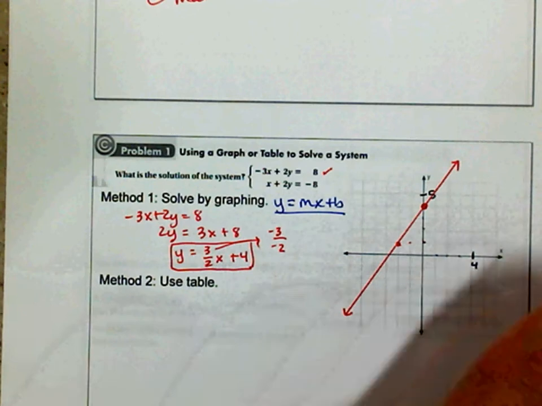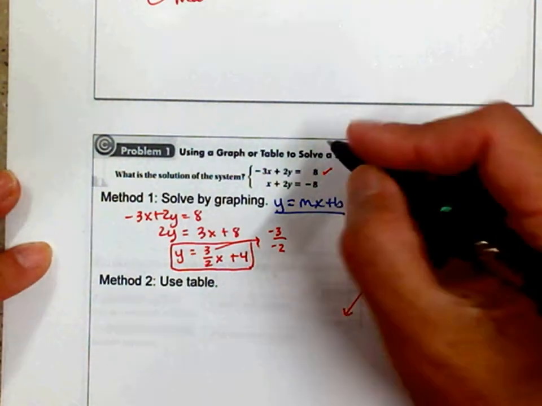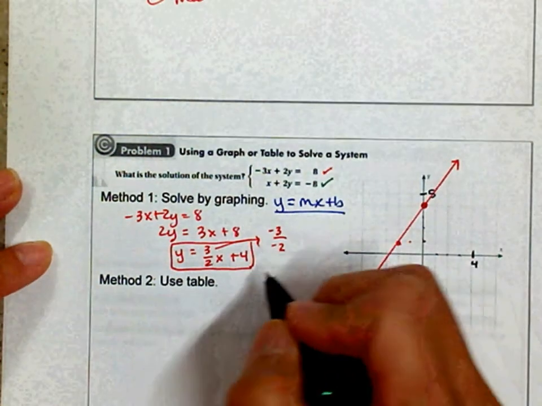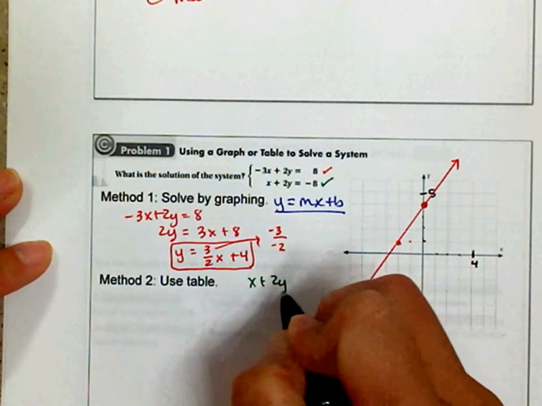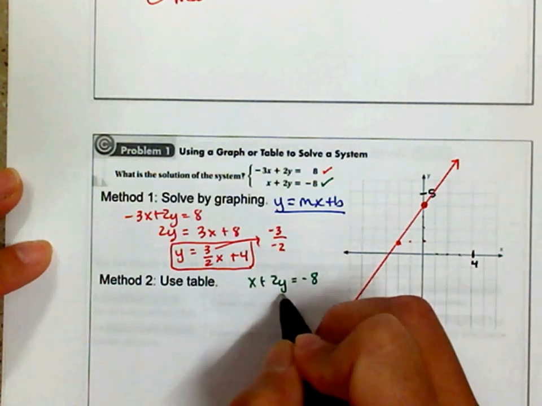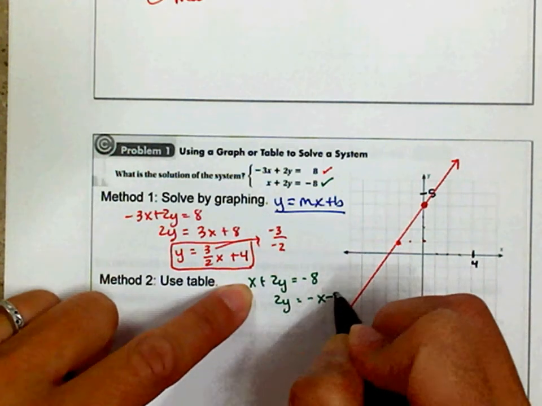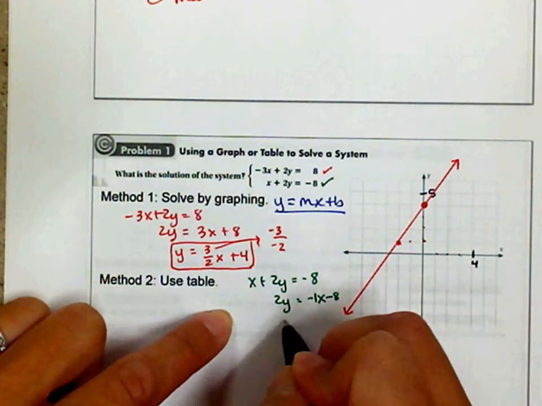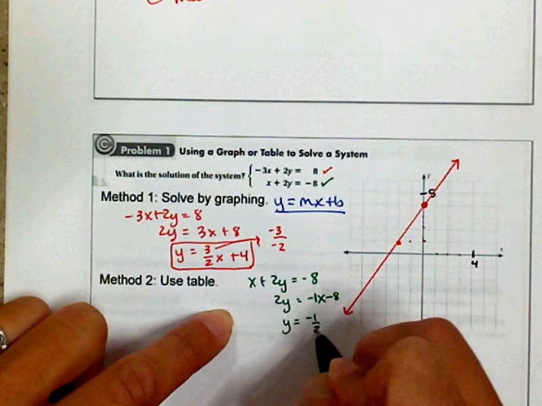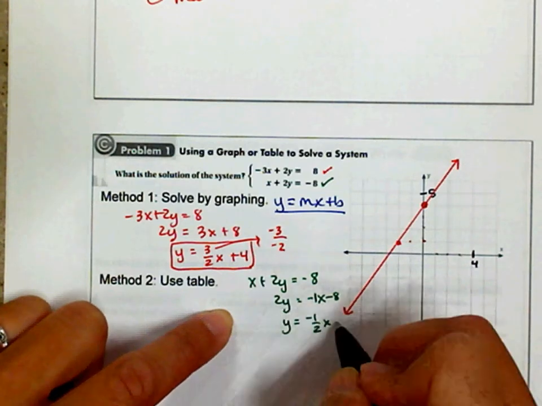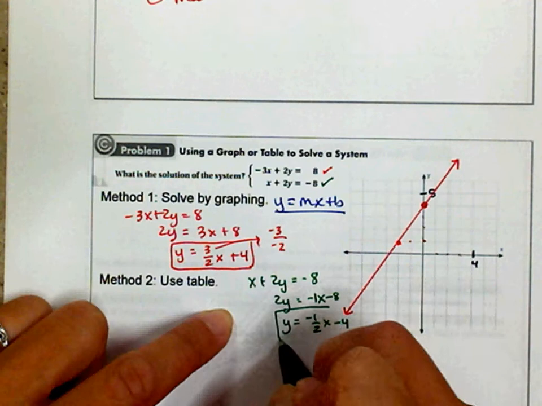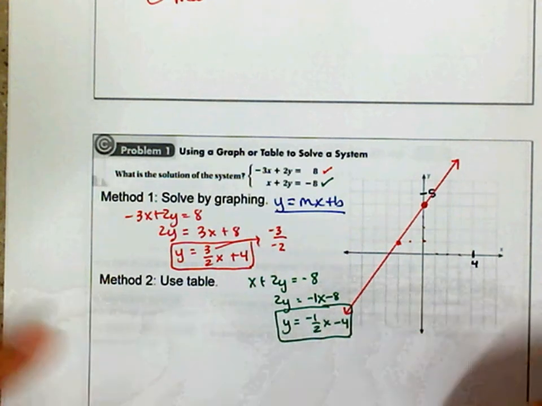Okay? All right, let's take a look at this one. So you have x plus 2y equals negative 8. Solve for y. Subtract x from both sides. There's a 1 right here. Divide both sides by 2, so negative 1 over 2x. Negative 8 divided by 2 is negative 4. All right. So now we're going to graph that one.